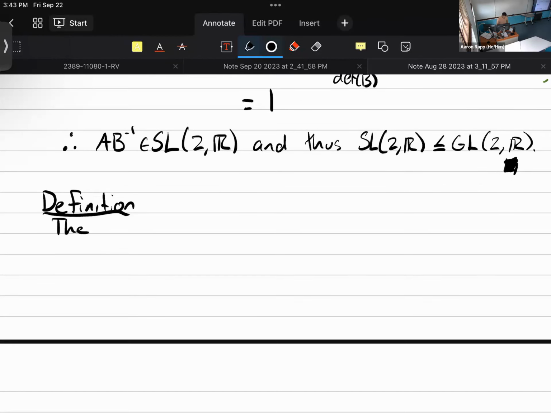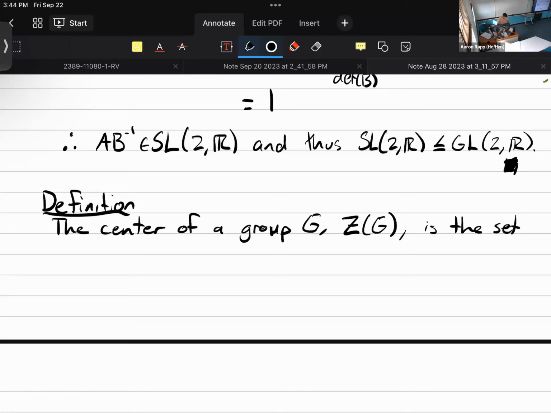So the center of a group G, which is going to be denoted as a capital Z of the group G, is the set of elements of G that commute with all other elements of G.